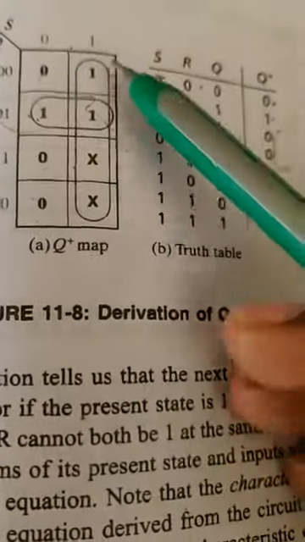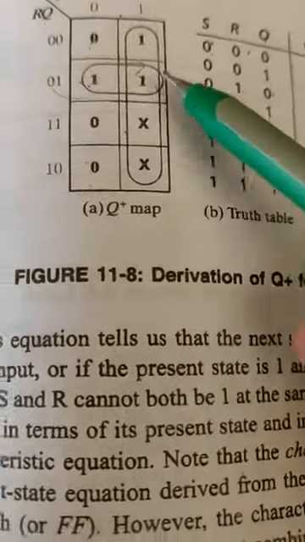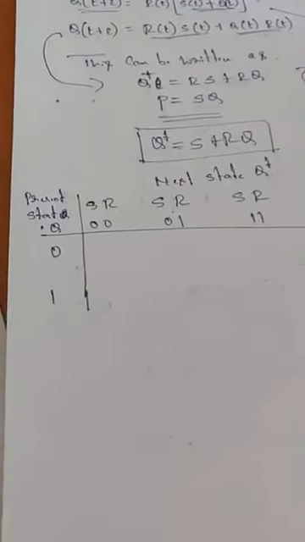For this quad, you are going to get s, and for this pair, you are going to get rq. The same thing they have written: s plus rq. So the next state q plus is equal to s plus rq. This is the expression you are going to get from this truth table. So keeping this in mind, we need to fill this table. We have a table here.